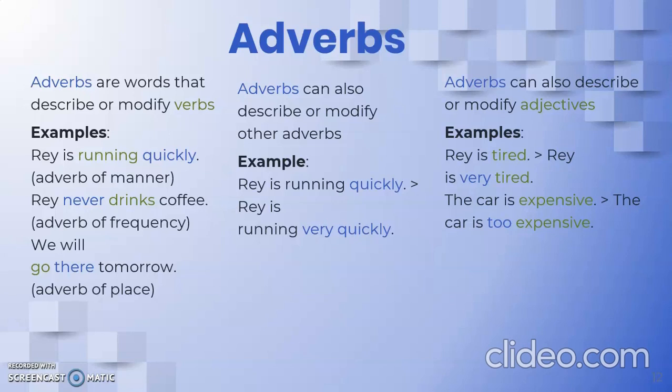The next examples are also the same. Ray never drinks coffee. We will go there tomorrow. The difference between these examples is that quickly is an adverb of manner, never is an adverb of frequency, and there is an adverb of place.